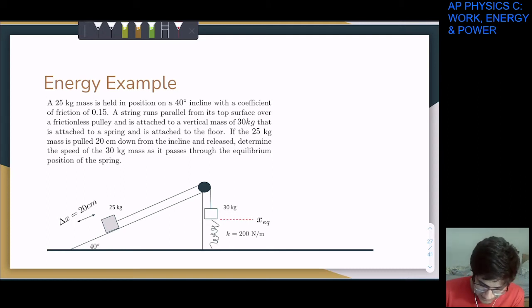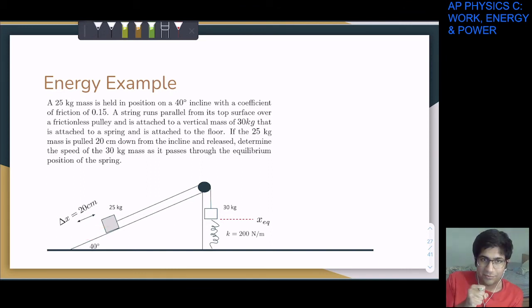A string runs parallel from its top surface over a frictionless pulley. Okay, there's no internal friction here. It's a light spring, we can assume. And we have another mass here, 30 kilograms, that's attached to a spring. It's attached to the ground. Now we're going to pull this mass here 20 centimeters down from the incline, and then we're going to release it.